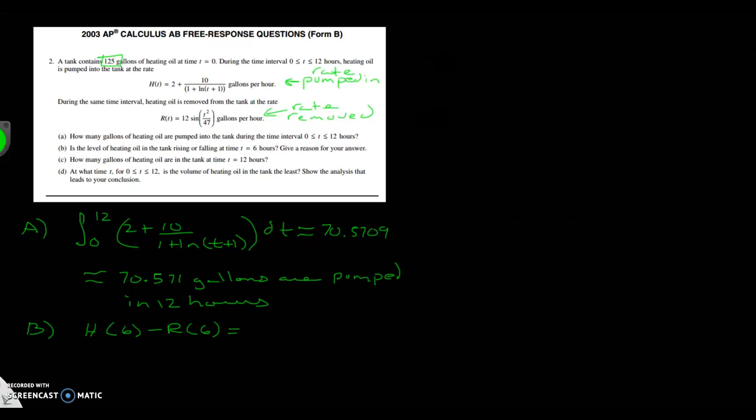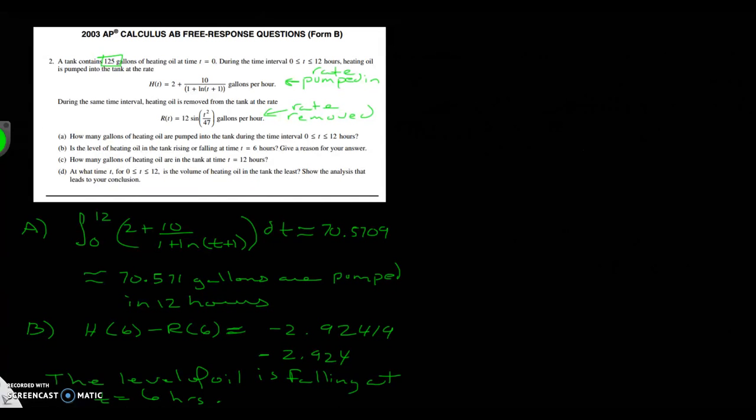So when I solved it, I got approximately negative 2.92419, which is negative 2.924. So the level of oil is falling at t equals 6 hours.